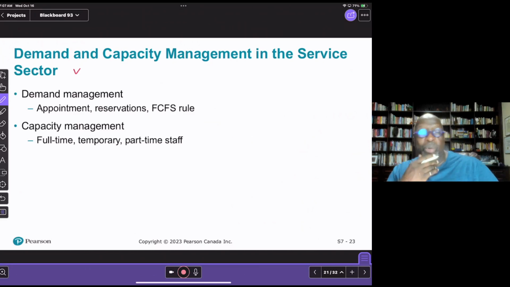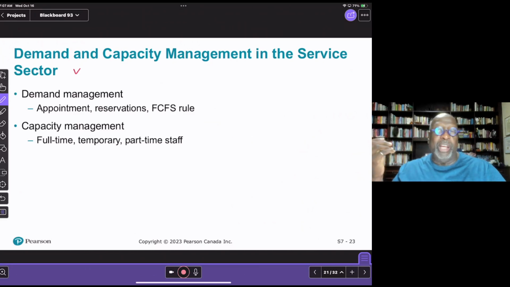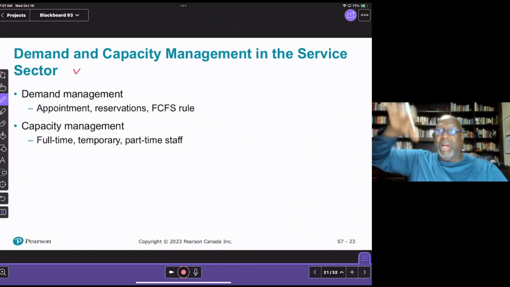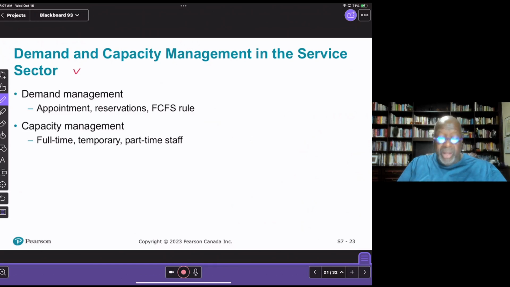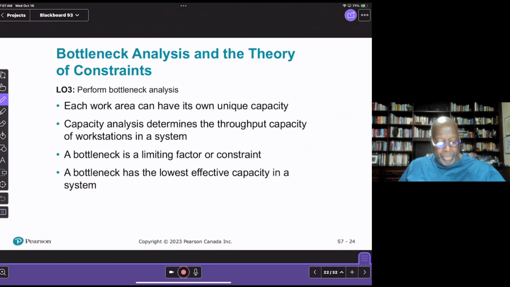When you think about movie theaters not having high demand all throughout the week, some of these movie theaters might introduce a cheap night, and then actually see increased capacity at that time. So for pricing, you could actually influence demand. You can make appointments, reservations, first come, first serve in terms of your capacity management. Use full-time staff, temporary staff, part-time staff, and you could use a combination of all of those to make things happen appropriately. Bottleneck analysis and the theory of constraints.